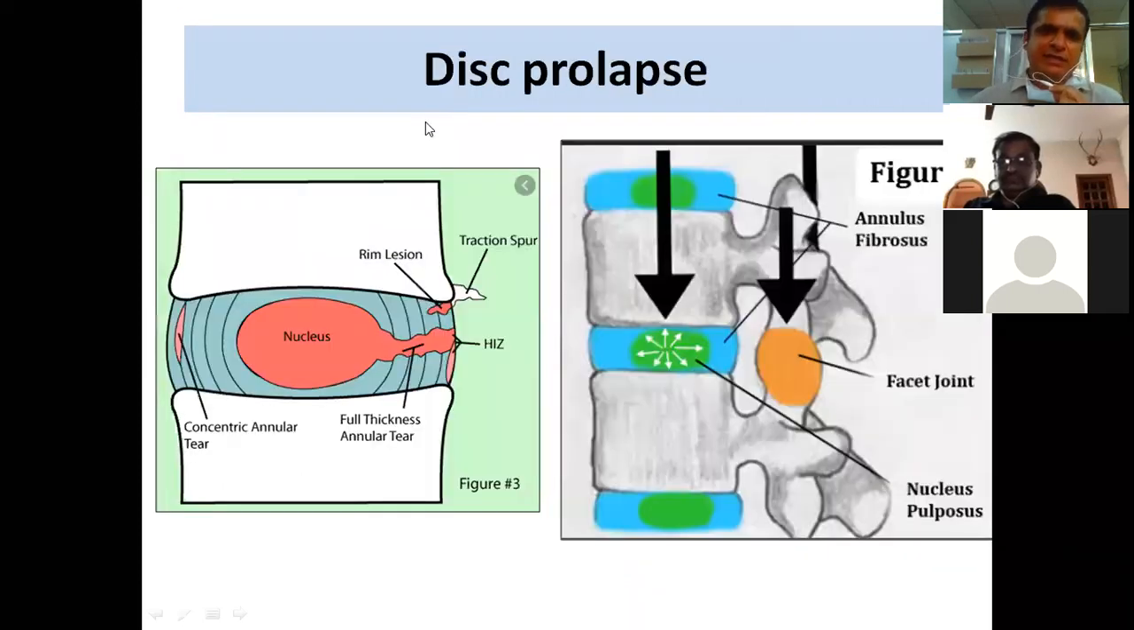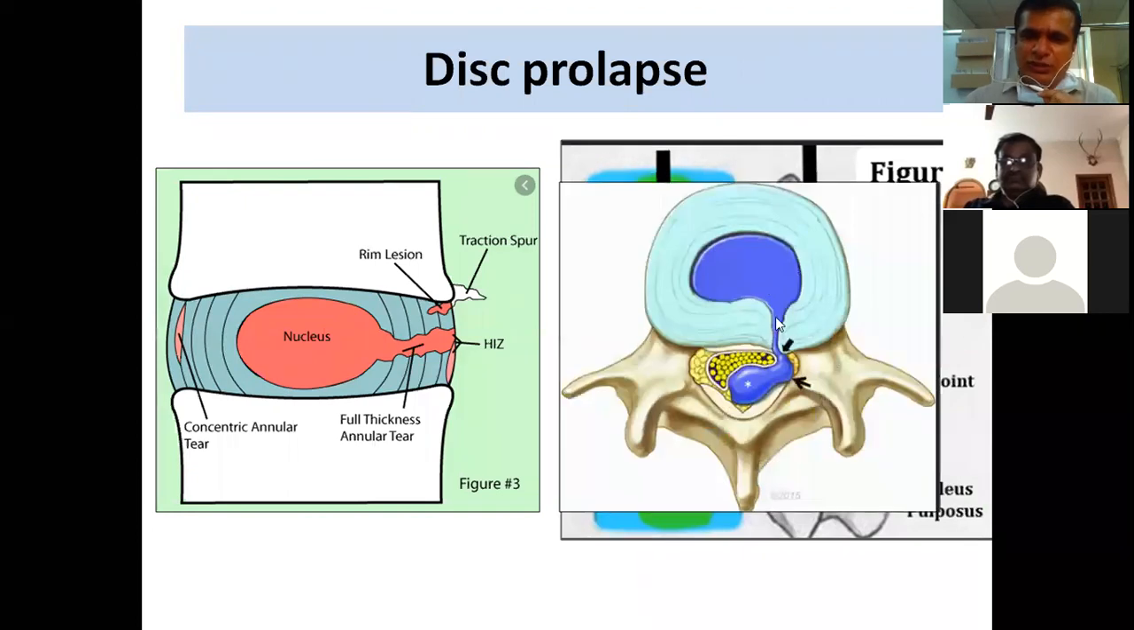As I said earlier, this is the vertebral body, this is the nucleus pulposus, this is the annulus. There is some degenerative change occurring in the annulus. So there is a tear in the annulus, the nucleus is in the middle. Whenever there is an abnormal axial force, what happens? This nucleus finds its way out and compresses the nerve roots. So this is what I told that day.